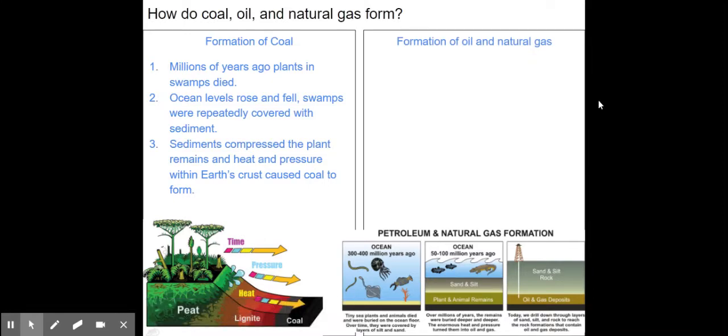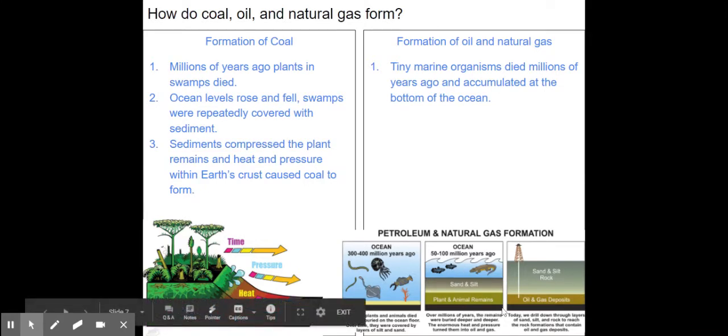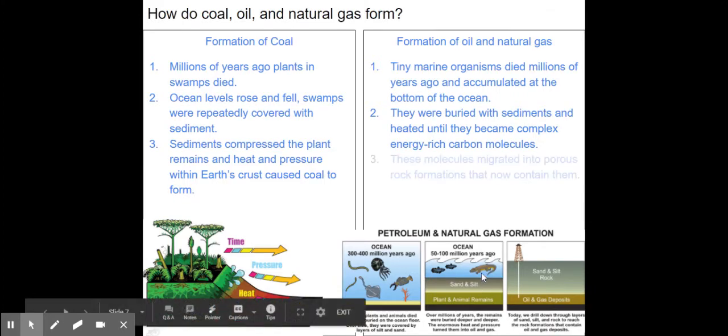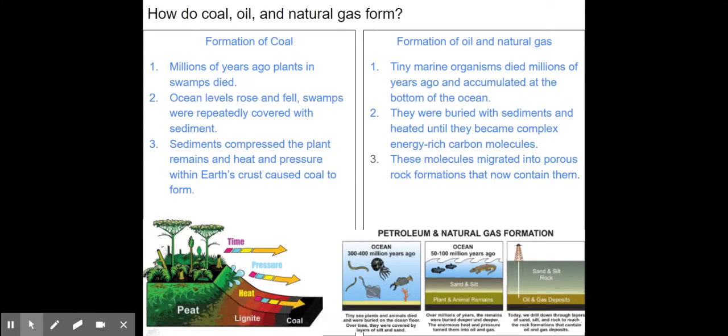Formation of oil and natural gas. Tiny marine organisms died millions of years ago and accumulated at the bottom of the ocean. They were buried with sediment and heated until they became complex, energy-rich carbon molecules. These molecules migrated into porous rock formations that now contain them.